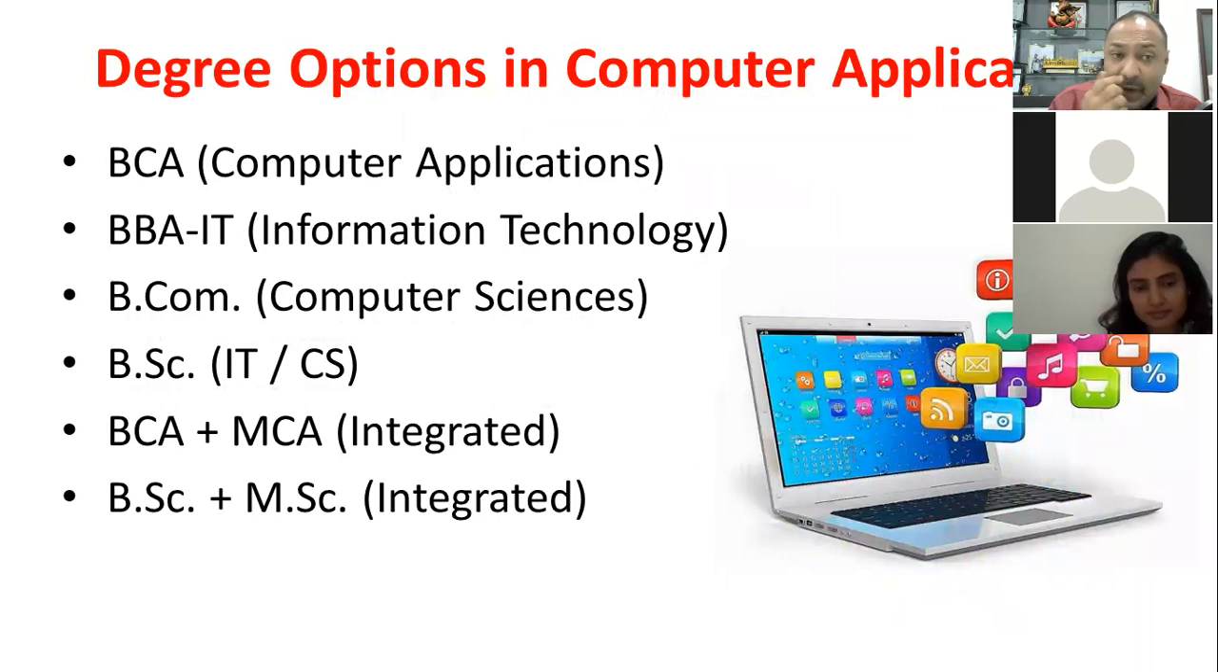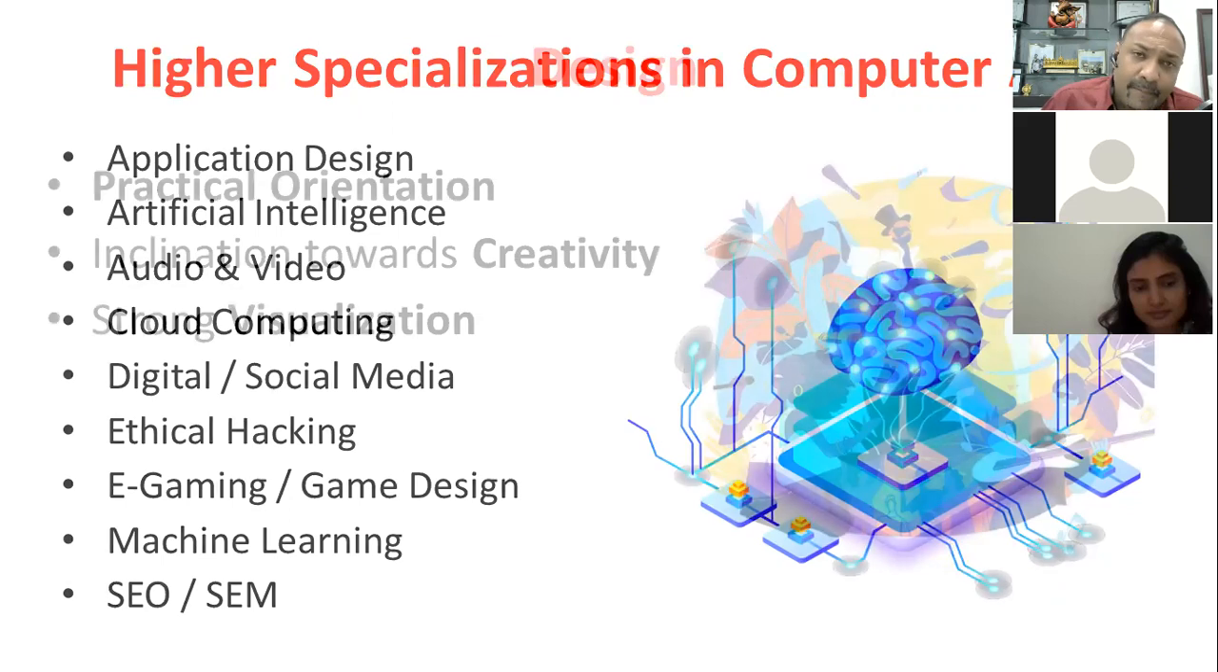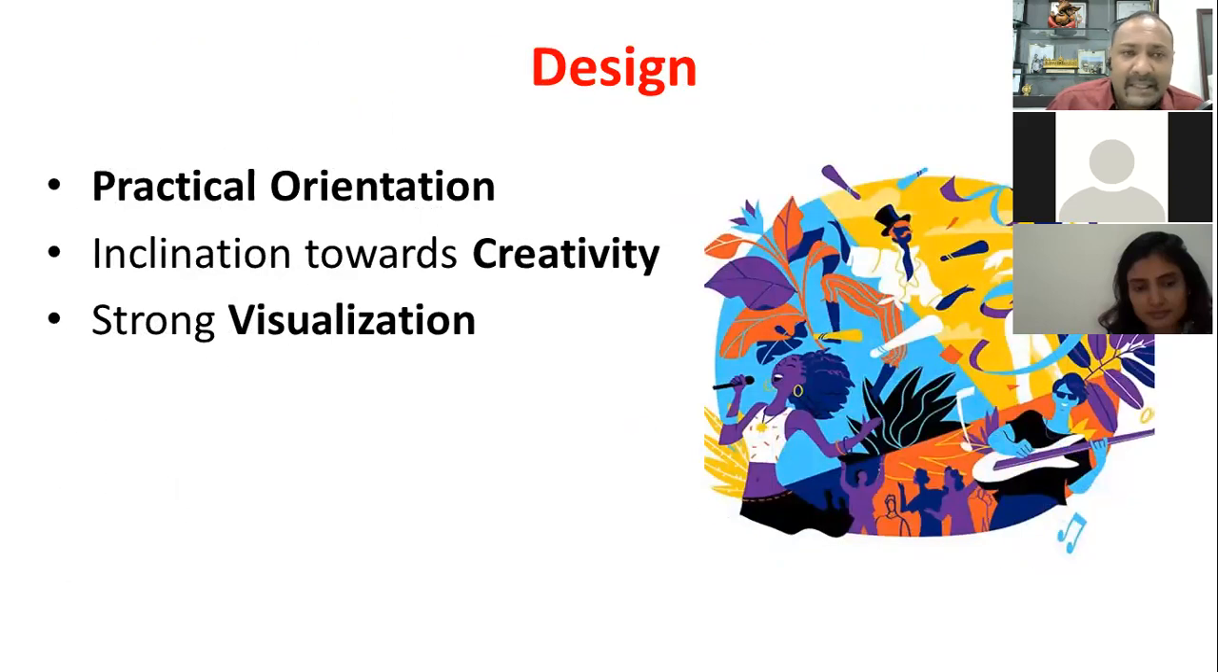In computer applications, one can go for a 3-year BCA, Bachelor of Computer Application, BBA Information Technology, BCom in Computer Sciences, BSc in Information Technology or Computer Sciences, or you could go for a 5-year integrated BCA MCA or BSc MSc program. And at higher level, as I said, one can go for application design, artificial intelligence, audio and video communication, or cloud computing, digital social media, ethical hacking, e-gaming, game designing, machine learning, search engine optimization, cryptography, blockchain, and so on.